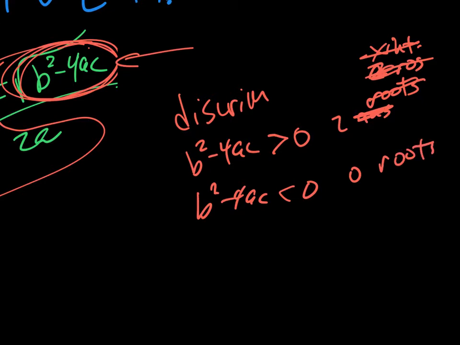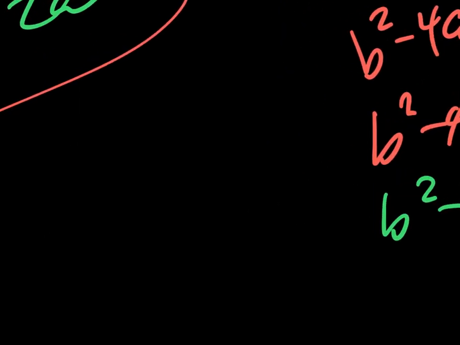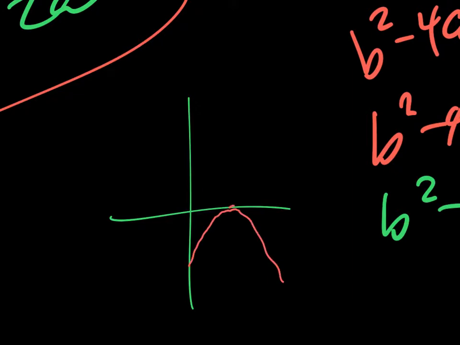And last but not least, b squared minus 4ac is equal to 0. That means you have 1 root at the vertex. And it's as if, this is going to blow your mind a little bit, we dropped that whole parabola down and made it touch once. Did you get what I just did there? I took the parabola and I shifted it down, and I made it so that its vertex was the 1 root.